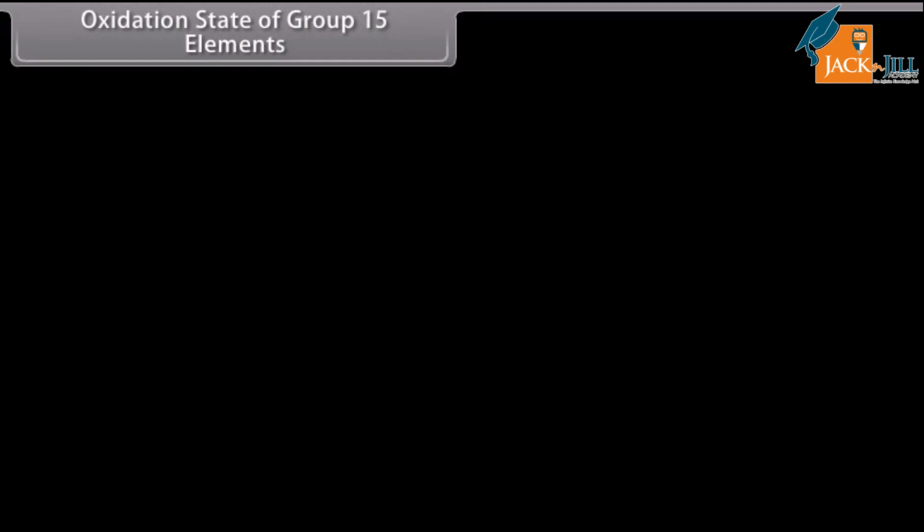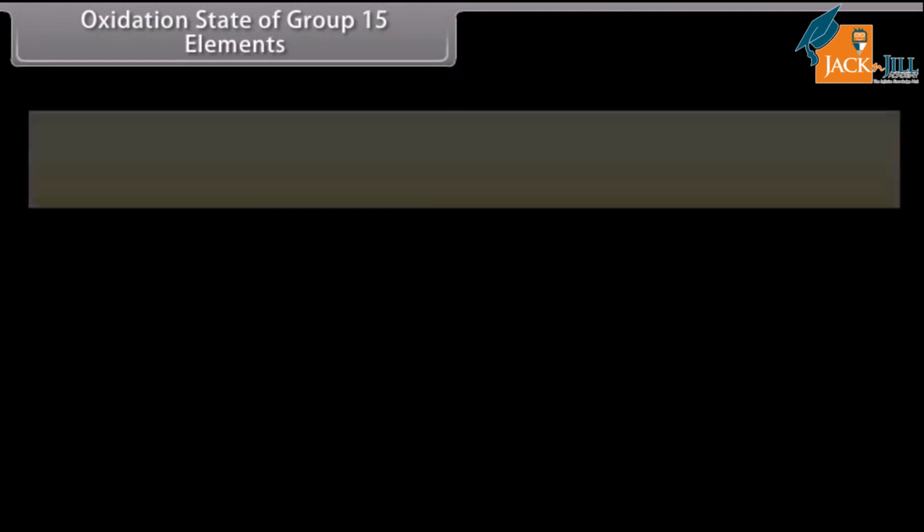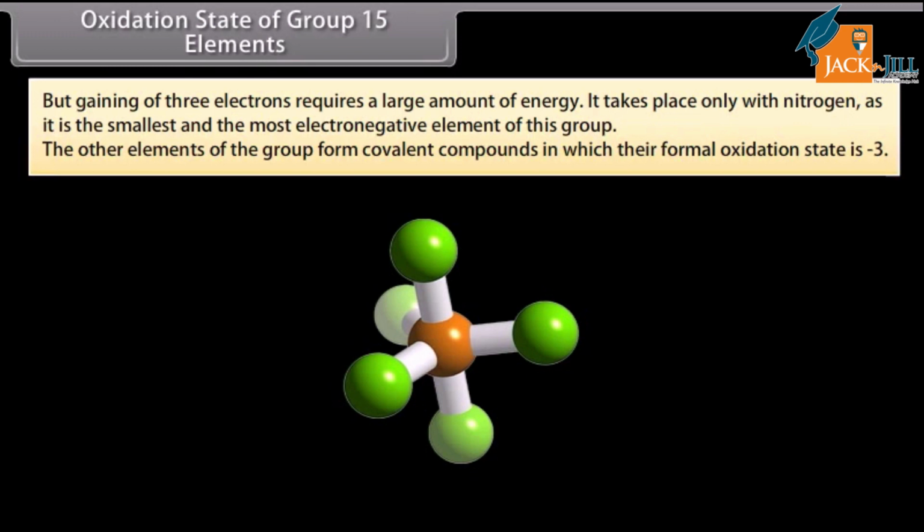Oxidation state of group 15 elements. All the elements of this group have 5 electrons in their valence shell. These elements require 3 more electrons to acquire noble gas configuration. But gaining 3 electrons requires a large amount of energy. It takes place only with nitrogen, as it is the smallest and the most electronegative element of this group. The other elements of the group form covalent compounds in which their formal oxidation state is -3.